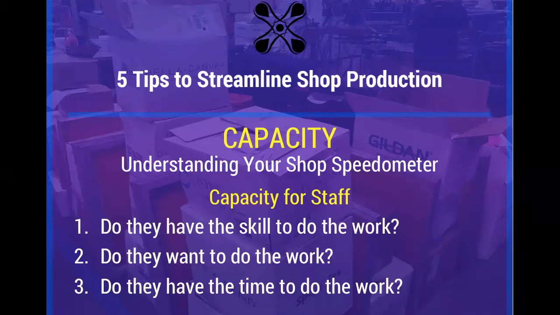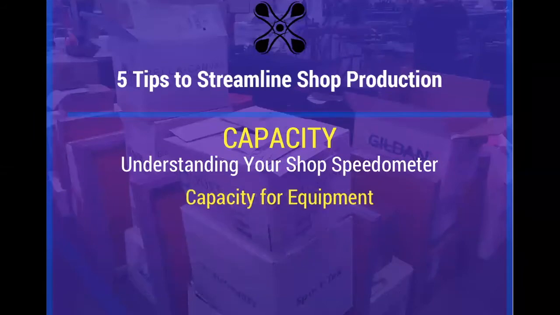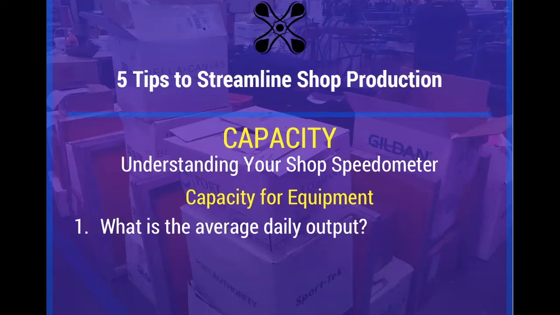When we're also thinking about capacity, it's capacity for equipment. And this is, what is the average daily output? You really need to know this, because then you can predict in the future how long things will take. And don't use some crazy number that you want to hit, like we should be printing at 650 an hour, or we should be able to print 5,000 impressions a day. Yeah, you should be, but are you? So what is your average daily output for each of your presses? If you know that, it's easy to predict what your production schedule might look like.